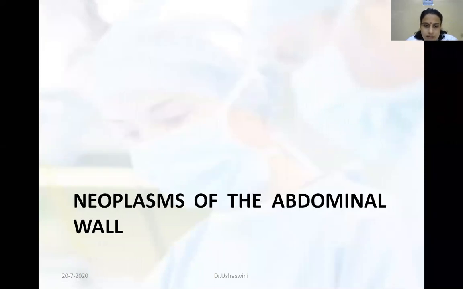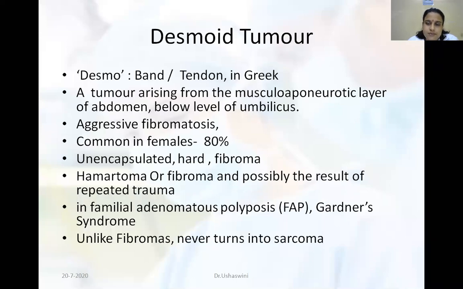Coming to the last part of our topic for discussion today, the neoplasms of the abdominal wall. Desmoid tumor, I shall talk to you on just a few important points. A desmoid tumor is a tumor arising from the musculoaponeurotic layers of the anterior abdominal wall, usually below the level of the umbilicus only. Desmo means a band or a tendon in Greek.